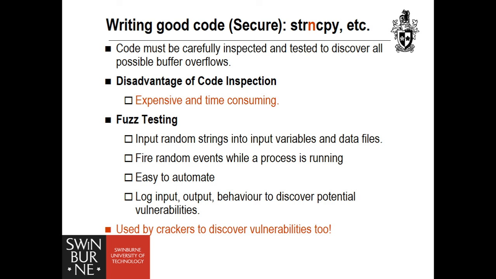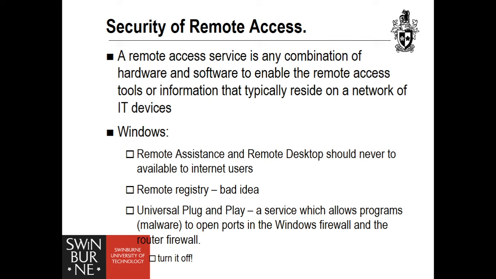Code must be carefully inspected and tested to discover all possible overflows. The disadvantage of code inspection is that it is expensive and time consuming. Fuzz testing is inputting random strings into input variables and data files, and firing random events while a process is running. It's easy to automate. Log input and output behavior to discover potential vulnerabilities. It is used by crackers to discover vulnerabilities too.